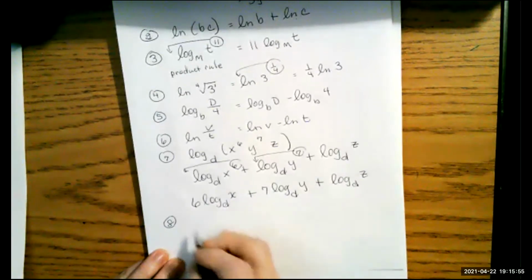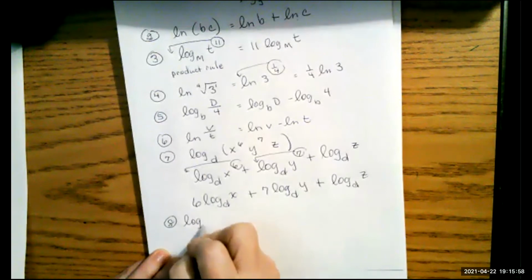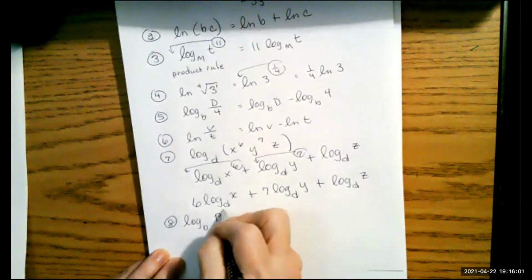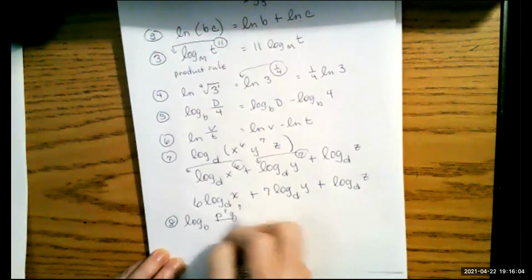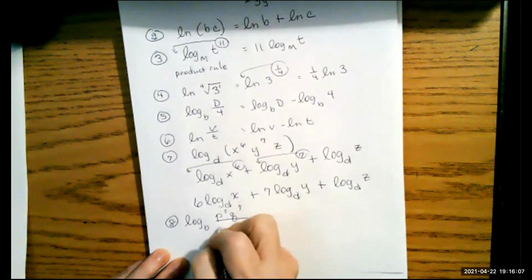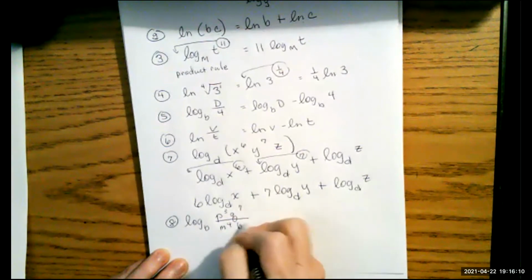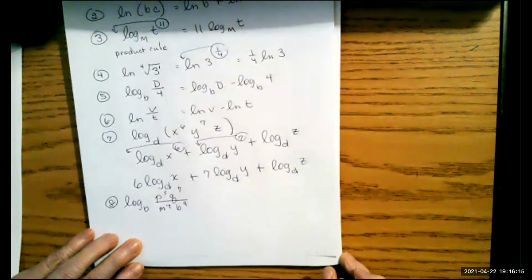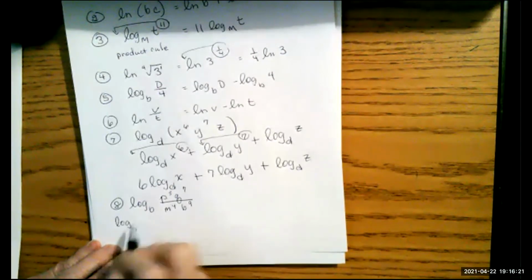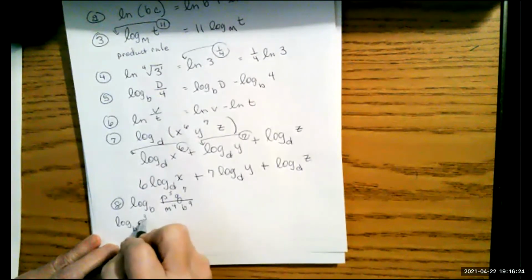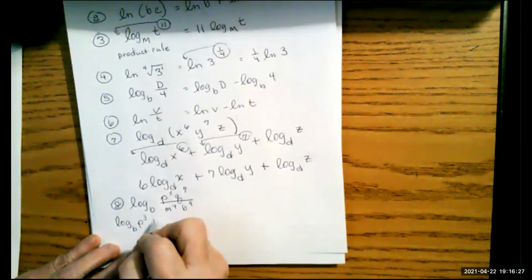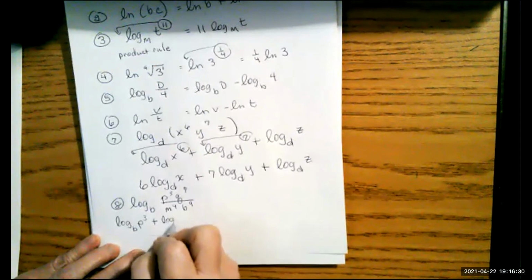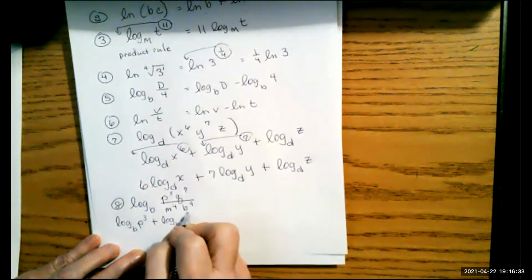All right, let's try number 8. I'll just put it on here. It's log base b of p to the 3rd, q to the 7th, over m to the 4th, b to the 9th. So I'm going to have to break that up into all those parts. Log base b of p cubed, and these are in the top and they're added because they're multiplied, plus log base b of q to the 7th.